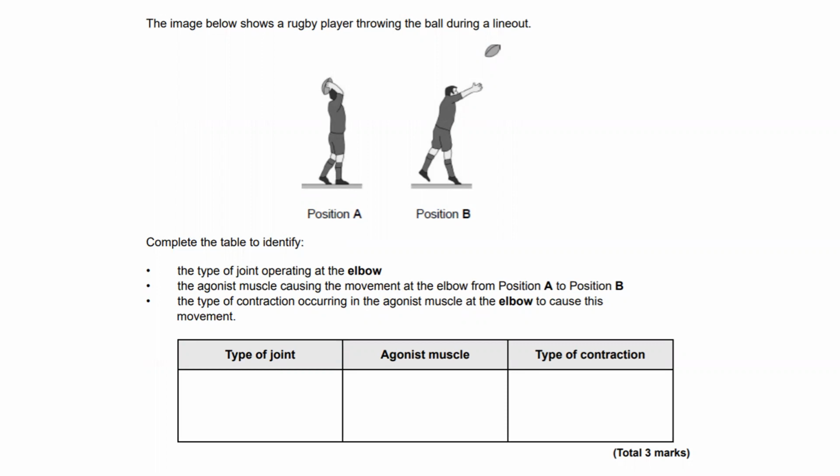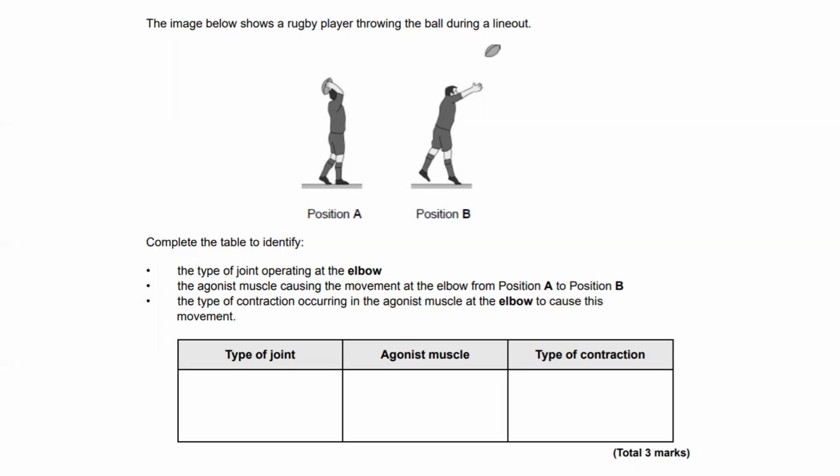Okay, so the first one where people struggled a little bit was to do with this one where you had to present a set of information based on the performance of a skill. In this case, it was a rugby player throwing the ball in at a line out. So a line out is like a football throw in, but it's called a line out in rugby.